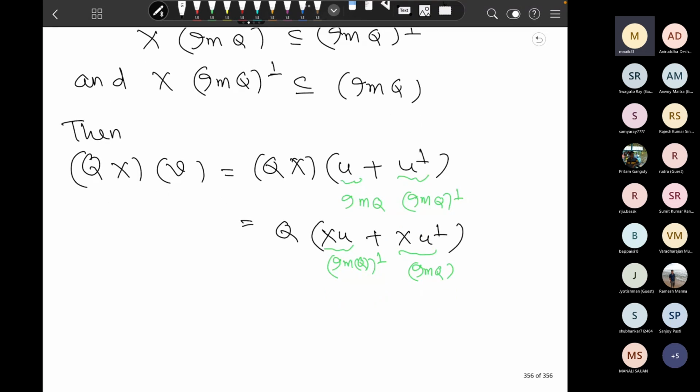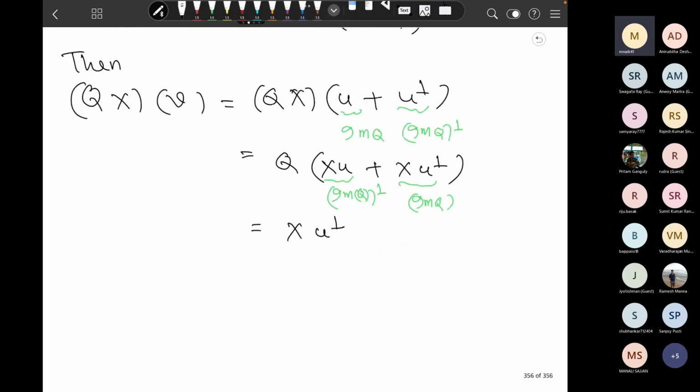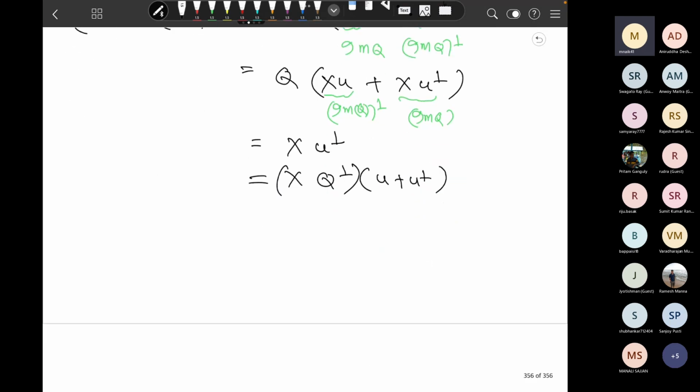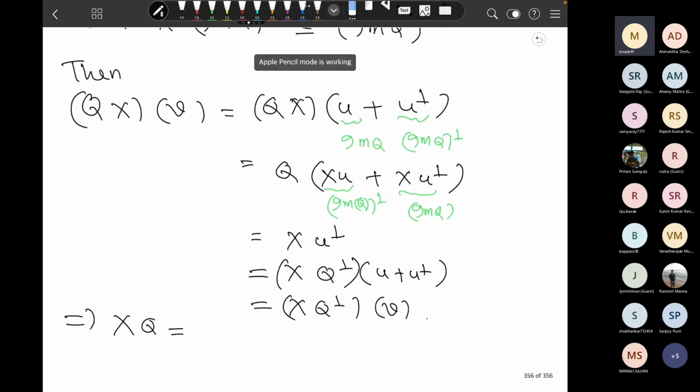So this will be really what? This will be xu par, and this is the same thing, x Q par Q plus U par, and this is really x Q par. So this implies Qx is equal to xQ par.